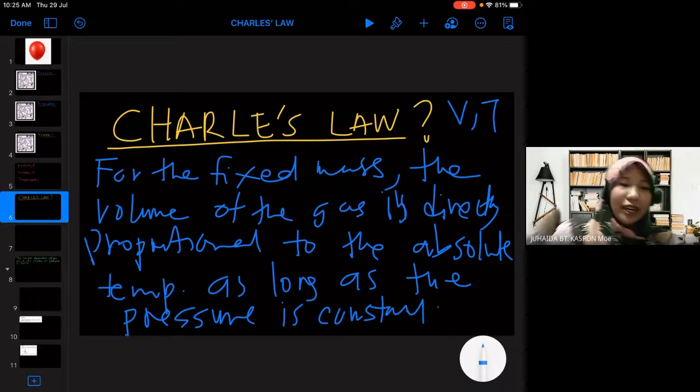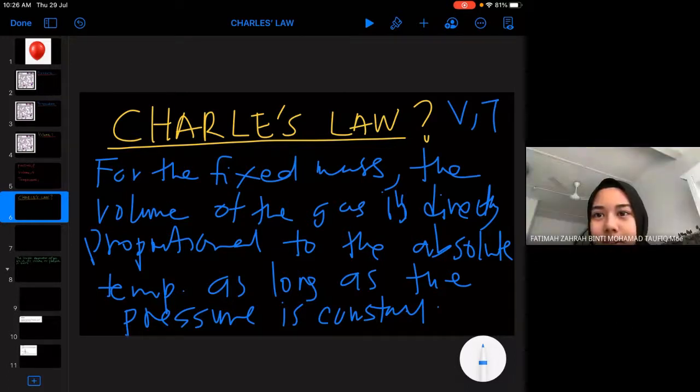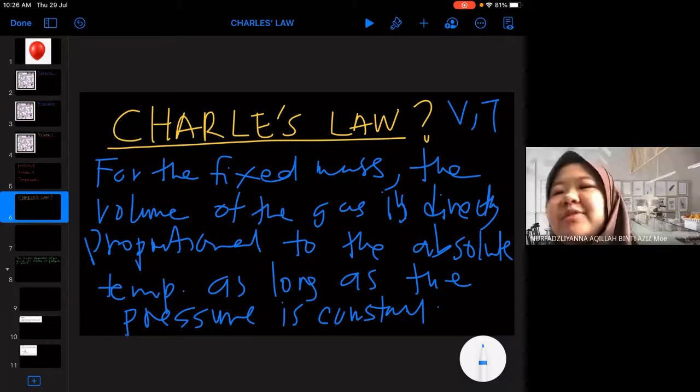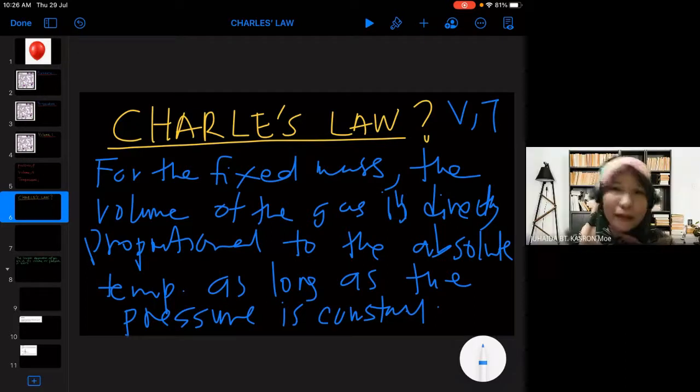Can you read it, everyone, to me? Switch on your microphone. I want to hear. For the fixed mass, the volume of the gas is directly proportional to the absolute temperature, as long as the pressure is constant. You read it for yourself and try to understand the statement of Charles law.